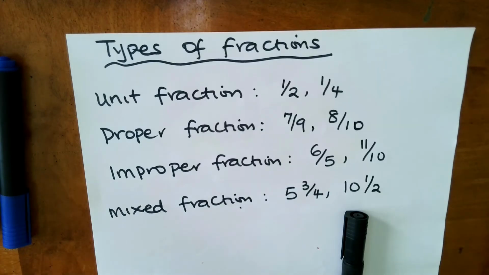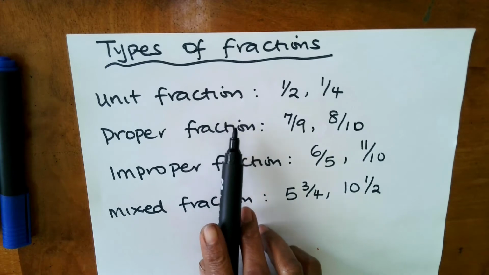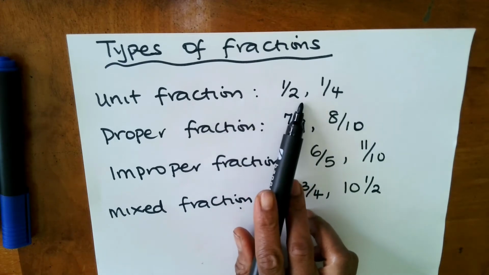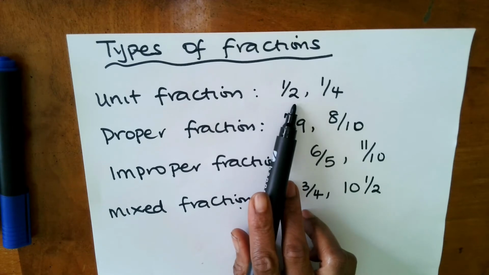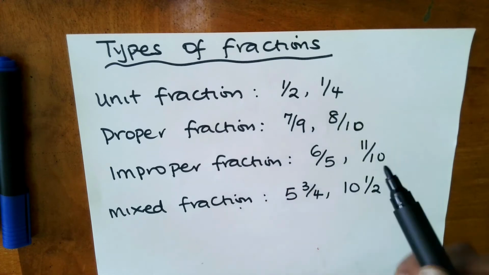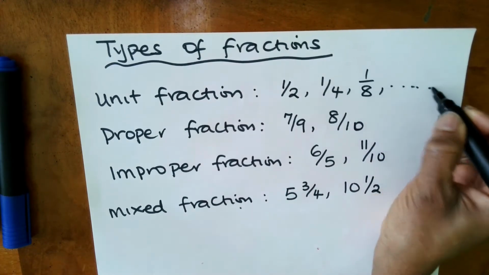Now, before we proceed to other fractions, we've got types of fractions that you need to know. The first one is a unit fraction. A unit fraction is a fraction with a numerator of 1. So you've got 1 over 2, which is a half, 1 over 4, which is a quarter. You can also have 1 over 8, and so on.